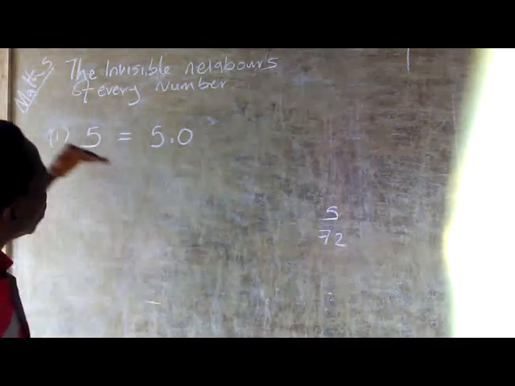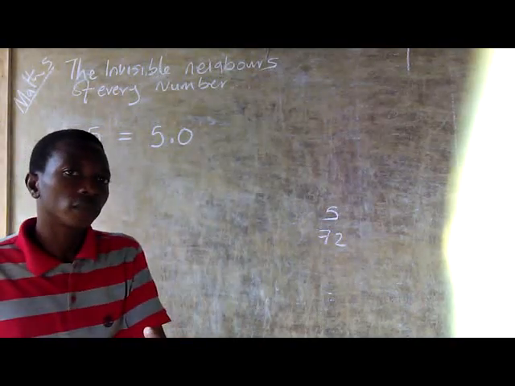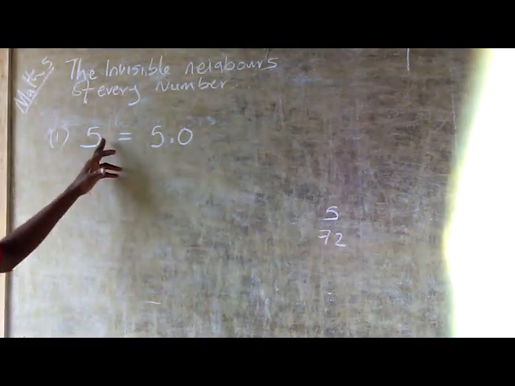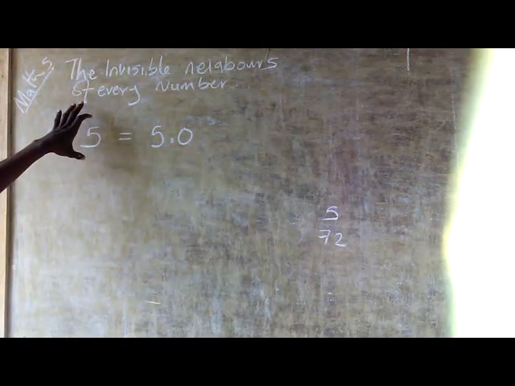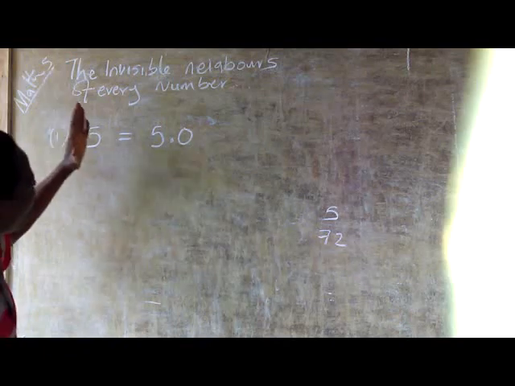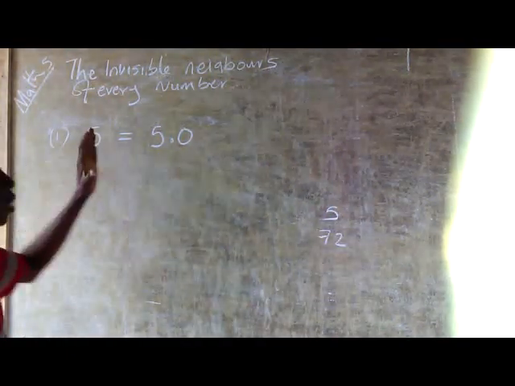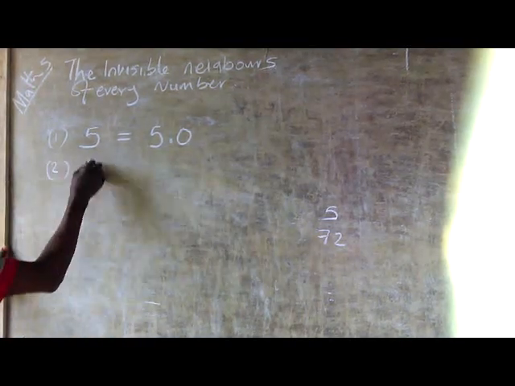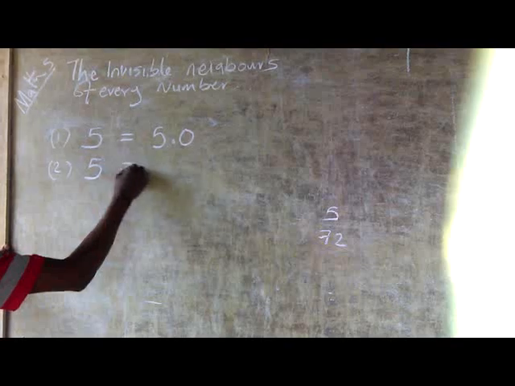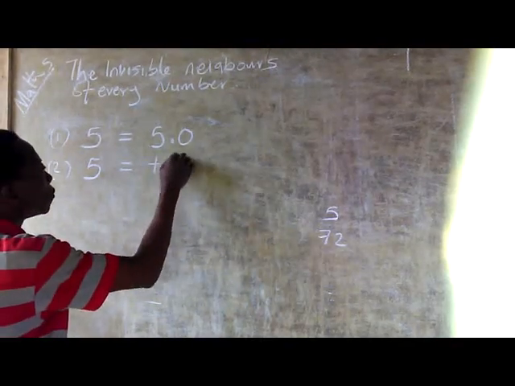Ordinarily, when you are given a number 5 without decimal points, you can add 0.0. For a number like 5, there is a point and there is 0, because every number has a decimal point. Number 2, 5 can be expressed as plus 5.